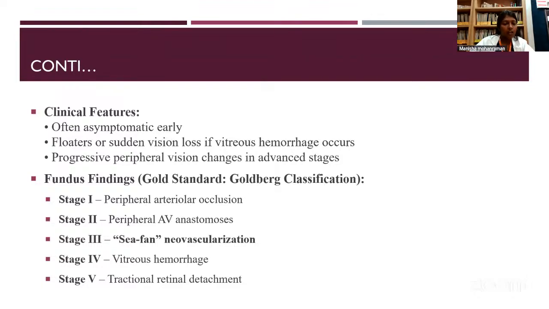The clinical features are often asymptomatic in earlier stages, floaters or sudden visual loss if vitreous hemorrhage occurs. Progressive peripheral vision changes in the advanced stage. The fundus finding, according to Goldberg classification: stage 1 peripheral arteriolar occlusion, stage 2 peripheral arteriovenous anastomosis, stage 3 CFA neovascularization, stage 4 vitreous hemorrhage, stage 5 tractional retinal detachment.